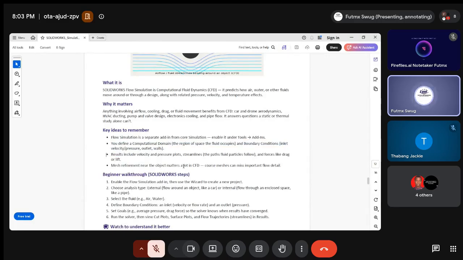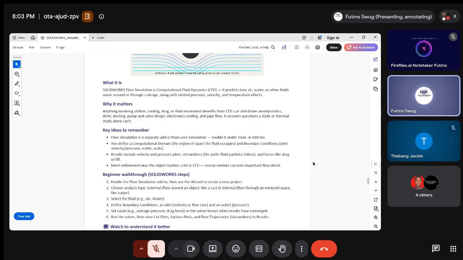So the next thing is, results include velocity and pressure plots, streamlines, particle fluid flow, and forces: drag and lift. So in your results, you will get all this.